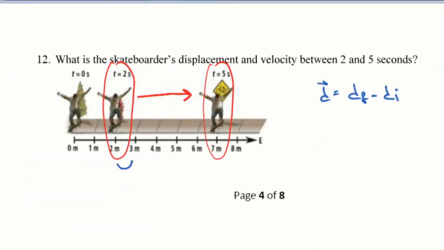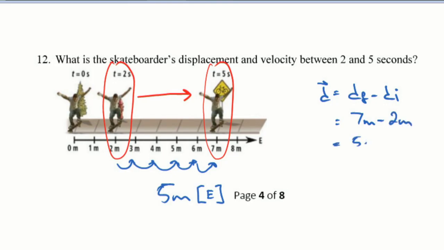So if I started here, I've gone 1 meter, 2 meters, 3 meters, 4 meters, 5 meters. And what direction? That was 5 meters to the east. That's all you really need. Or you could talk about something like this. You had 7 meters minus 2 meters is 5 meters, and then you look at the direction, east. It doesn't really matter how you get there, as long as you are coming up with something like that.